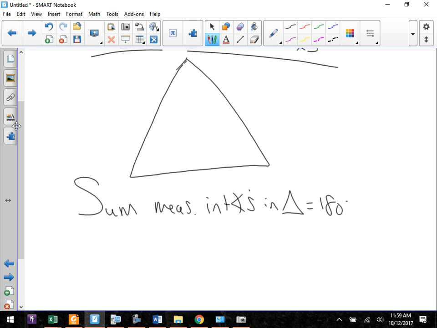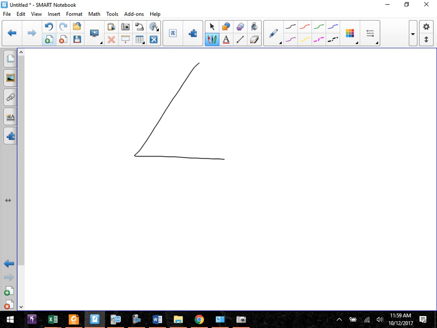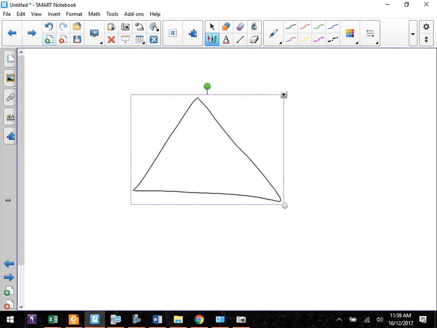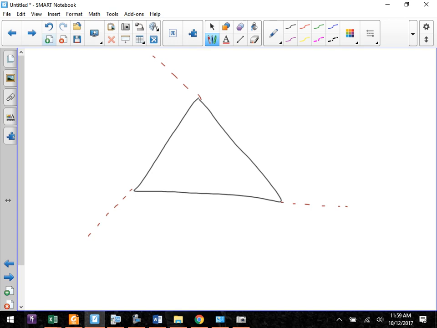All right. Sum of the measure of the interior angles is always going to be 180 degrees. And for our lives, that will never change unless you take Geometry 353. Also, triangles, if they have interior angles, they also have exterior angles. So here's your interior angle, here's your exterior angle. Interior, exterior, interior, exterior. What do you think an exterior angle talks about? Outside. It's an angle on the outside.